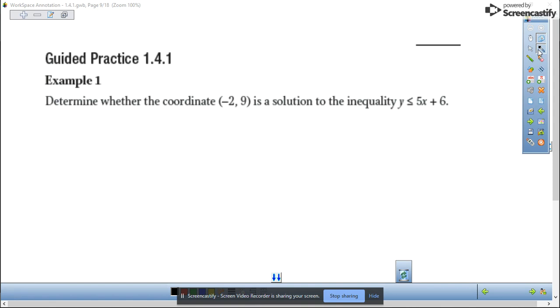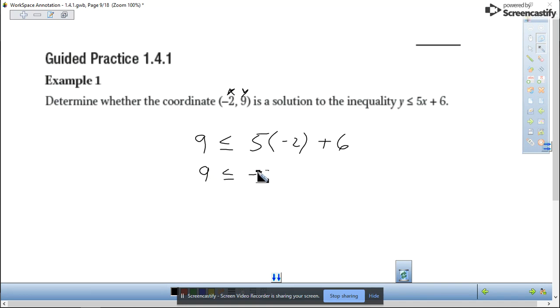So, example 1: determine whether the coordinates (-2, 9) is a solution to the inequality y is less than or equal to 5x plus 6. This one's a straightforward, simple example. It won't take us but a minute. We're going to plug in x and y. So 9 is less than or equal to 5 times -2 plus 6. So 9 is less than or equal to -10 plus 6. 9 is less than or equal to -4.